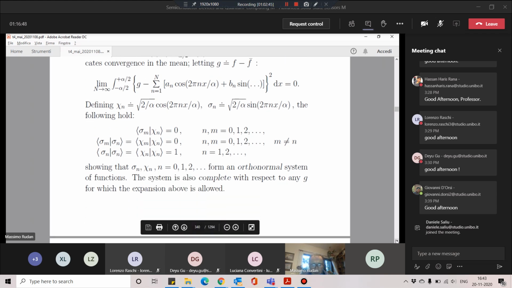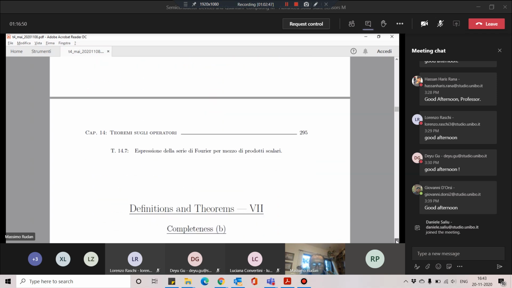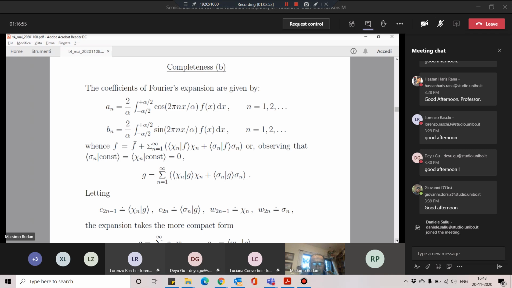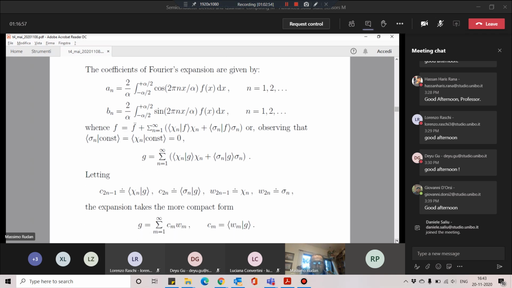Now the issue is, can we express all of this in a more compact form? Yes. We start by considering the expressions of the coefficients of the Fourier expansion. You remember the expression of the coefficients is given in the first two lines of the page.